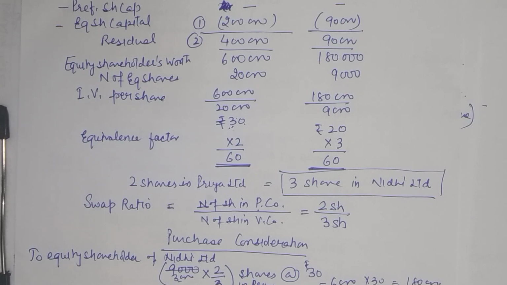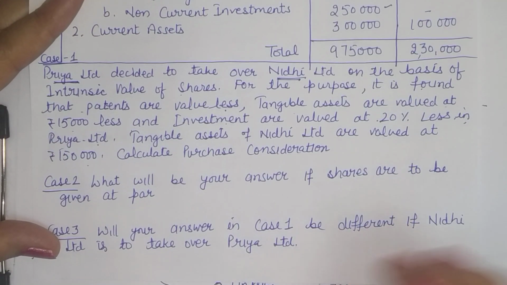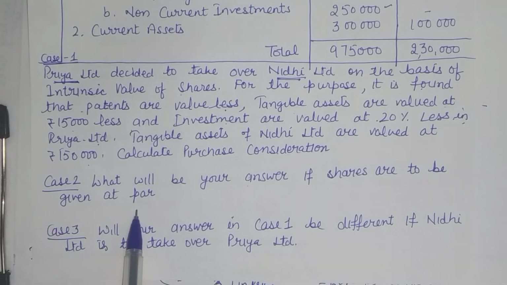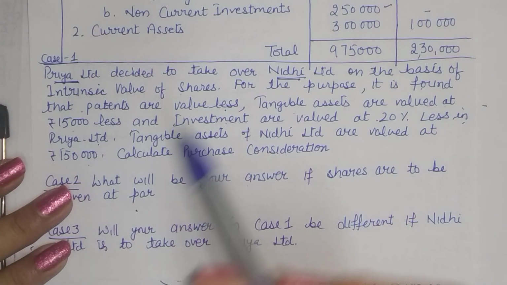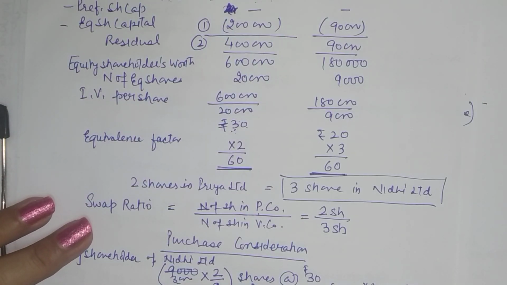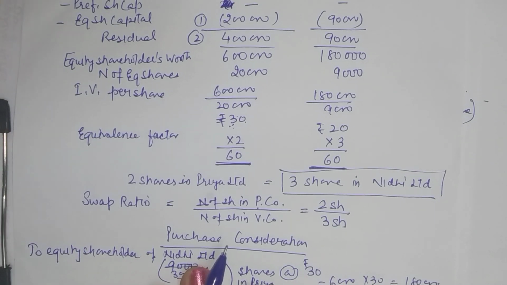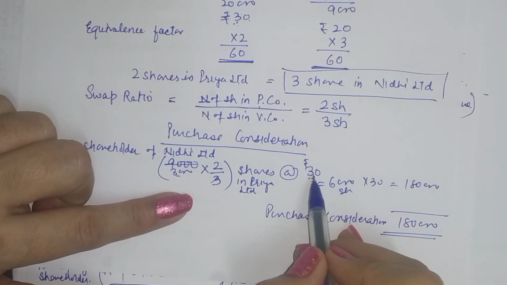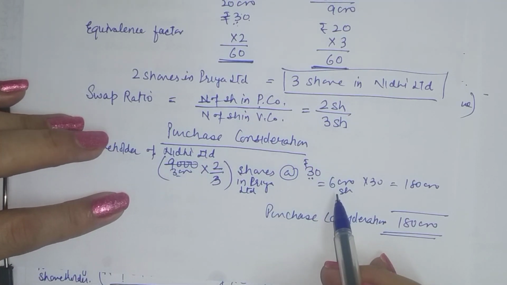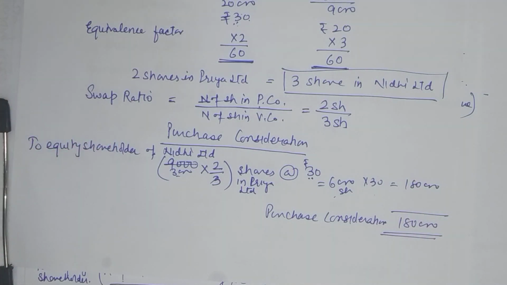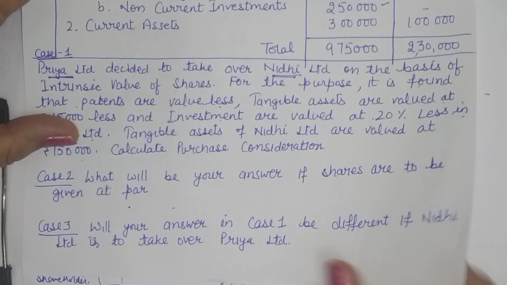Now question is, what will be your answer if shares are to be given at par? That is, swap ratio is still there, intrinsic value is involved, but when it comes to give the shares, you will be giving these at par. So we'll still be calculating shares as per the swap ratio, that is 6,000 shares are still being given. The only thing is that in place of 30 rupees they will be given at par. So our purchase consideration will be 6,000 shares at the rate of 10 rupees. So 60,000 will be the purchase consideration if question says give it at par.